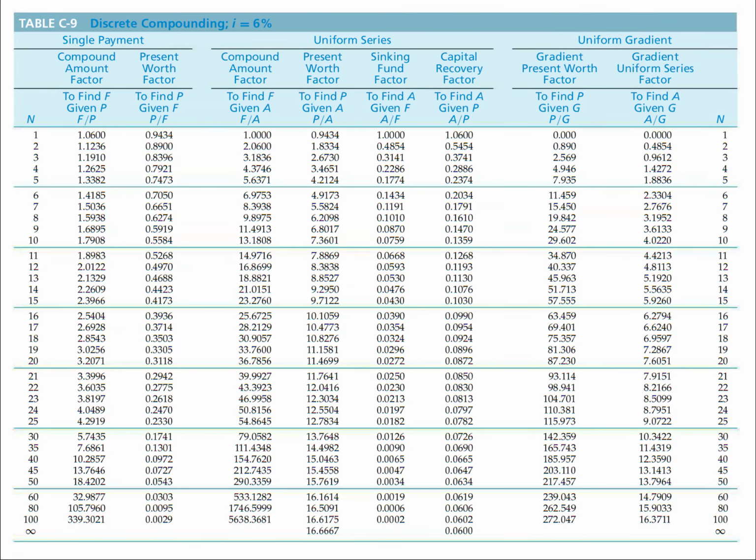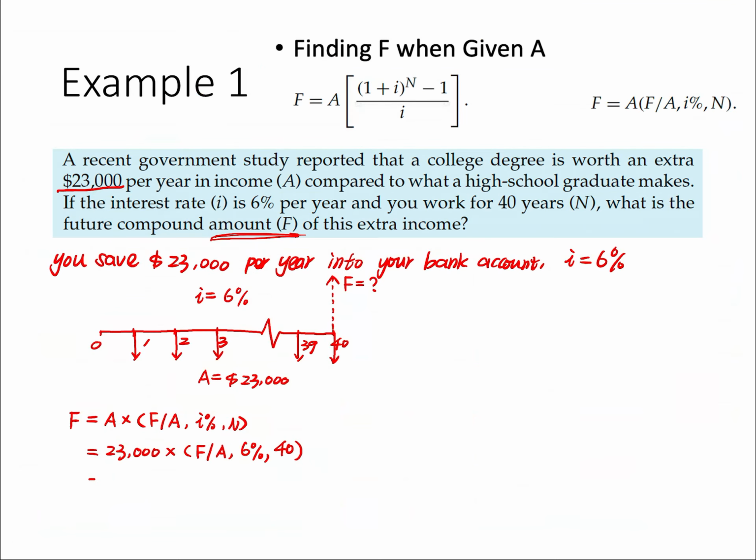Now let's look at the table. So we said I is 6%, so we use this table from Appendix C. And then the problem is to find F given A. So this is your column, okay, F/A. And also which row, because you have 40 years to compound. So N equals 40, that's your row. And then you can look up this factor value. 154.7620, that's the factor value you need to use.